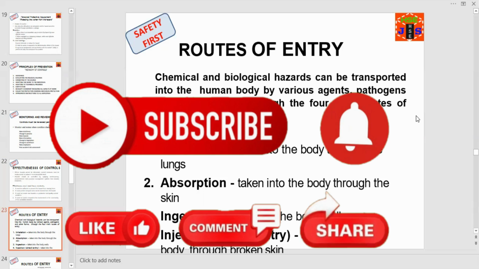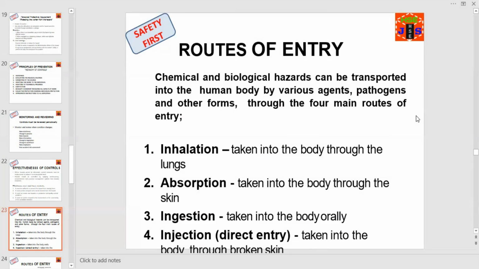Let us understand one by one. Number one, what is inhalation? Taken into the body through the lungs. Number two, absorption. Taken into the body through the skin. Number three, ingestion. Taken into the body orally. And number four, injection. Taken into the body through broken skin.